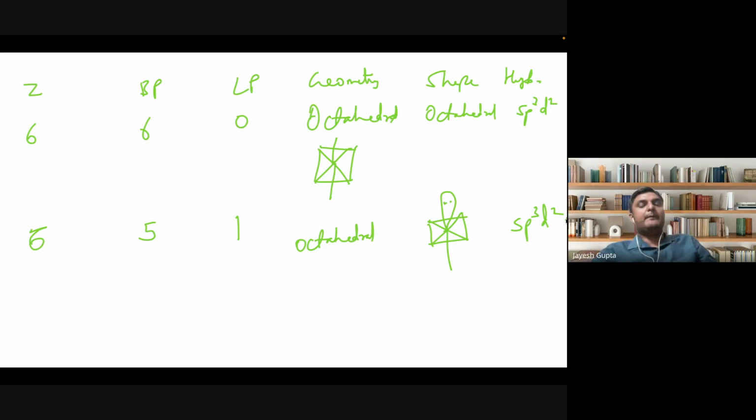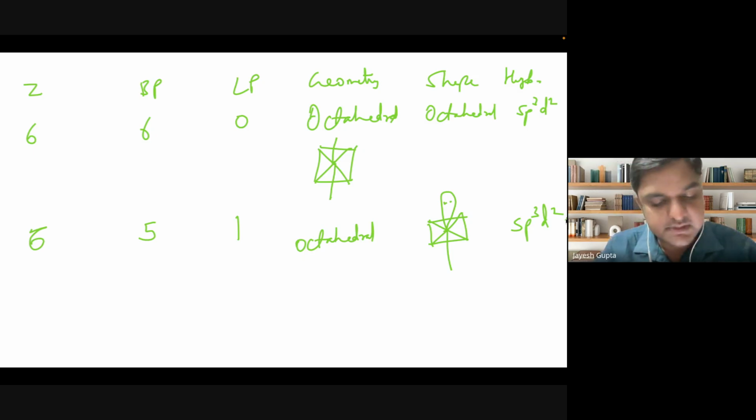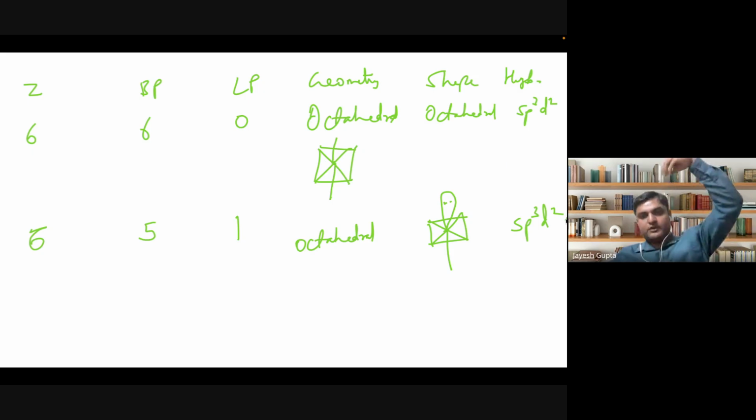So this will be pyramidal. Pyramidal has this structure: you have the lone pair at the top and all other valencies below. So it looks like a pyramid from above. And since a square is present here, the name will be square pyramidal.